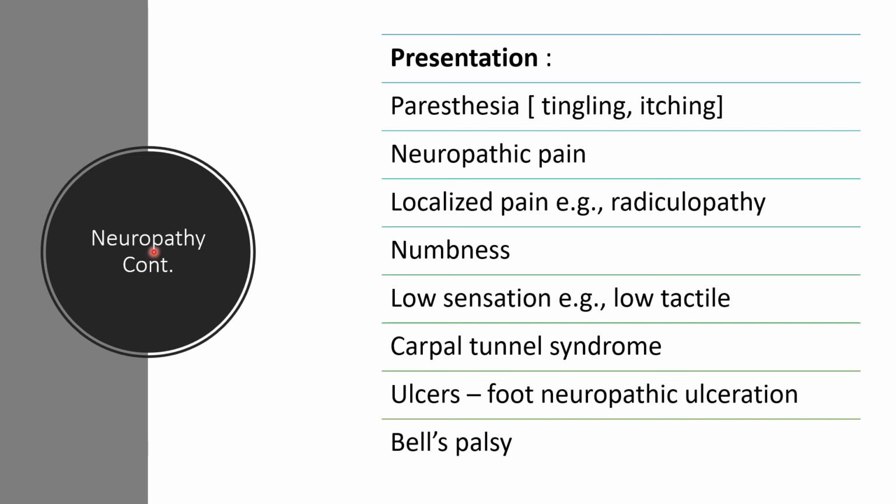Now, how does diabetic neuropathy present? We present with paresthesia, that is tingling or itching, numbness, and so on. Neuropathic pain, localized pain, particularly if we are dealing with radiculopathy. The numbness, low sensation, particularly low tactile. Carpal tunnel syndrome. Also, we'll have foot neuropathic ulcerations and Bell's palsy.